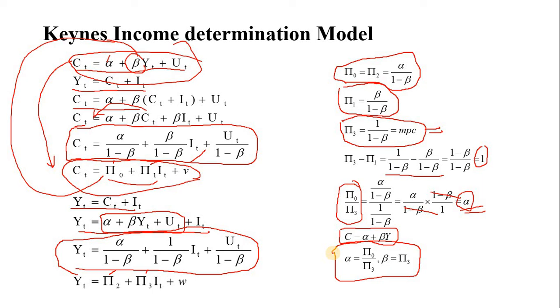So from these reduced form equations, we can go back to the original equation, or we can derive the value of alpha and beta from the reduced form pi 0, pi 1, pi 2 and pi 3. So here we can say that this equation will be identified, because we can derive the numerical value of the original structural equation from the reduced form equation.